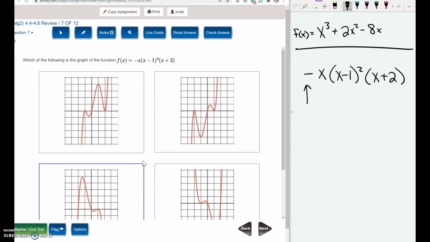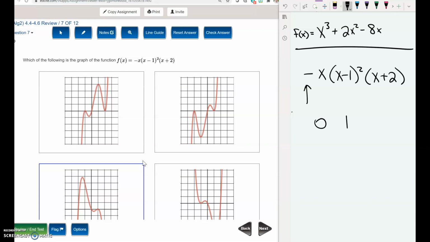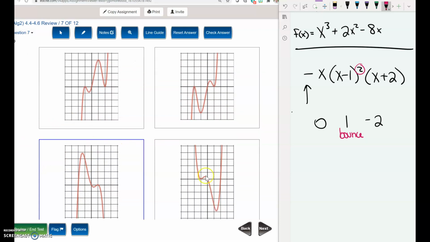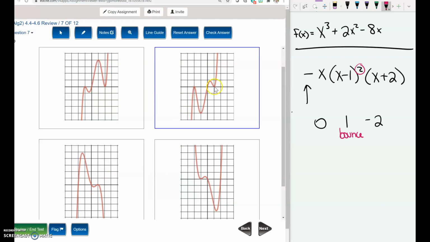Your zeros, your x-intercepts, are 0, 1, and -2. And something to note is that because of this square, it's going to bounce at 1. And the only one here where it doesn't bounce at 1, well, yeah, they all do. So anywhere where it crosses at 1, it bounces at 1. So there's a bounce on this one at 1, and there's a bounce at this one on 1. But our zeros are at 0.